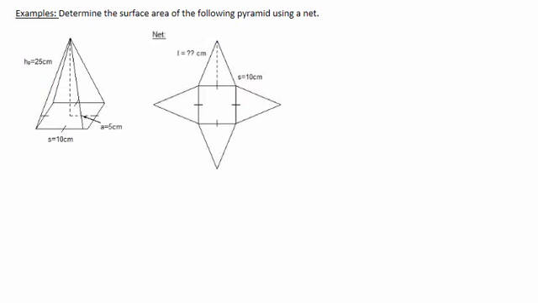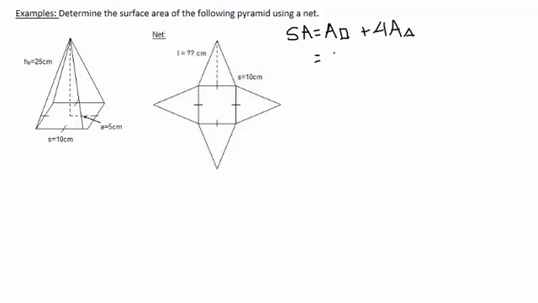So example 1, determine the surface area of the following pyramid using a net. We have a square base pyramid, and here's what its net would look like, the 2D unfolded version of this 3D version. So now it's easier to calculate the surface area. The surface area of this shape is equal to the area of the square, which is the bottom of the pyramid, plus 4 areas of these triangles that make up the sides.